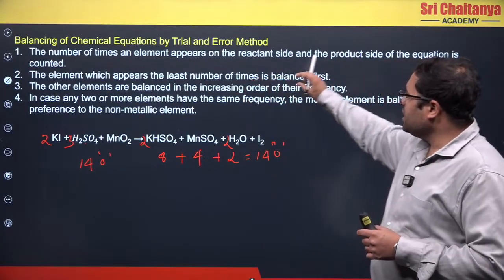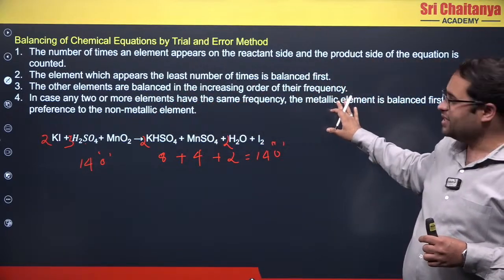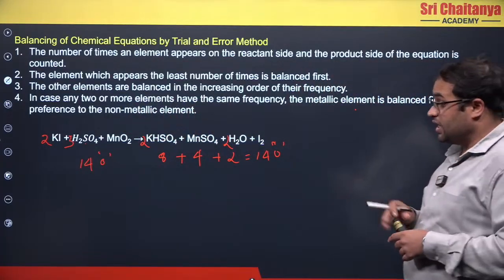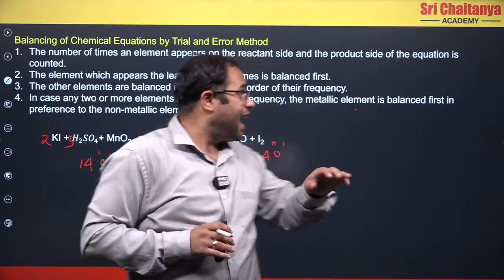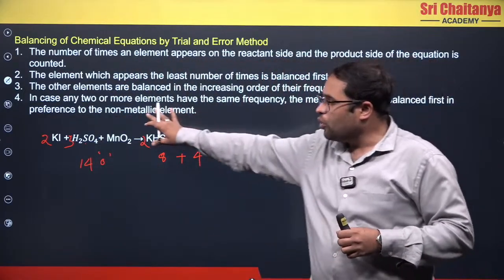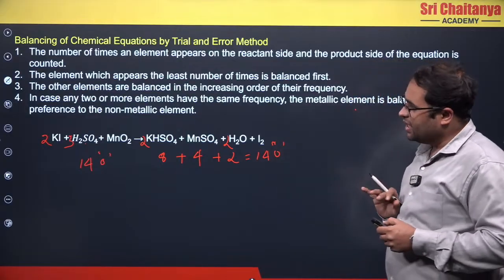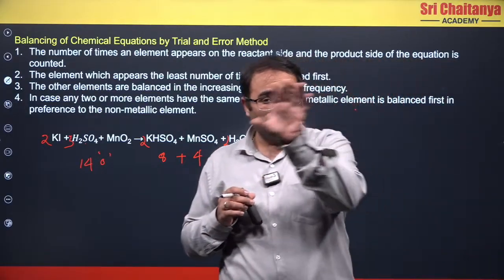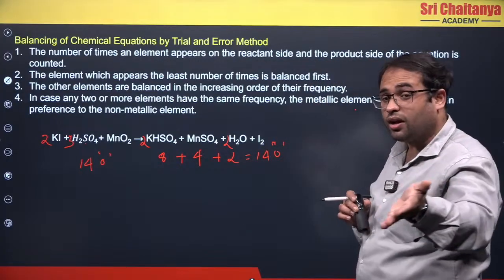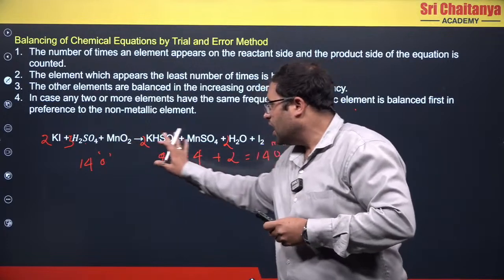Now, the element which appears least in number is balanced first. The other elements are balanced in increasing order of their frequency, right? In case any two or more elements have the same frequency, then the metallic element is balanced first in preference to the non-metallic element, right? So in this way, you can balance any equation. Count the number of atoms on both sides. The lowest atom gets balanced first, moving on to the next higher one. And then if they have the same, then metallic gets balanced first.